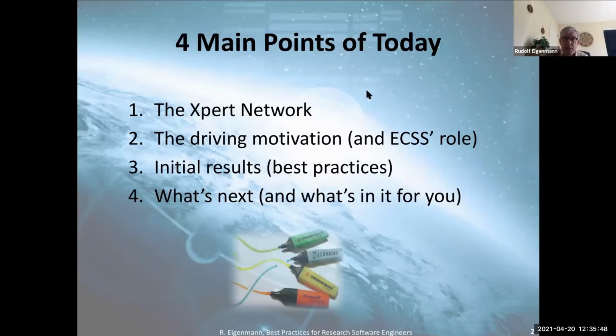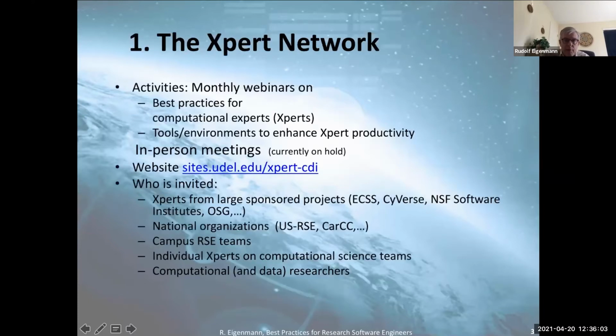These are actually the best practices we have developed in this project so far. And then what's next? And hopefully you will find something, or at least some of you will find something that you can hopefully participate in. So let's have a one-slide introduction of the Xpert Network.